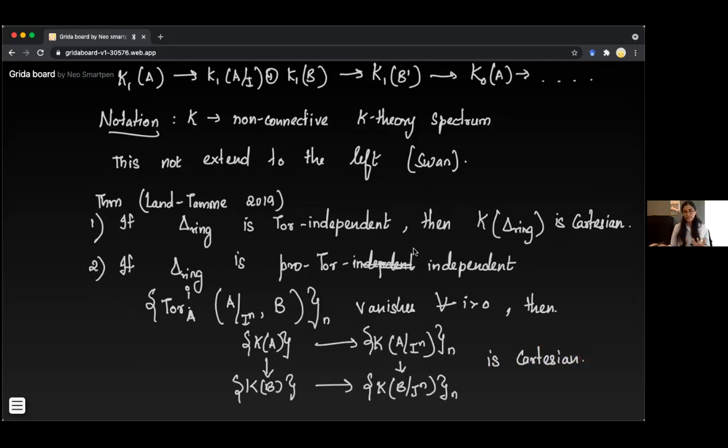So basically, K-theory is pro-Cartesian once you assume this pro-Tor independence condition. And it's a theorem of Morrow that if you work with Noetherian commutative rings, then this pro-Tor independence is actually automatic. So if your original square was a Milnor square of commutative Noetherian rings, then it would always have pro-excision for K-theory.